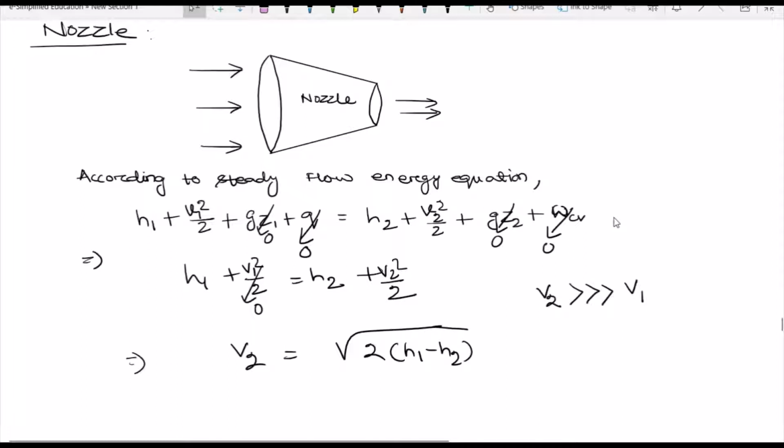Whenever you are solving a steady flow energy equation problem, first focus on the data that is given in the question, then write down this main equation. After writing it down, take the data given in the question and put it in this equation, and whatever data is not given in the question, you make as 0. Then you solve the question, and you will definitely get the answer.